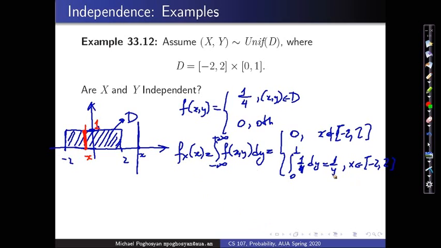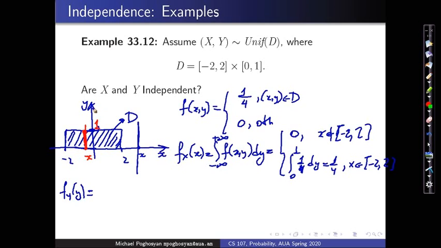So I have obtained that marginal for x. Now I need to calculate the marginal for y at the point y. Now my domain is not symmetric anymore with respect to x and y. If I change the names of x and y, I will not have the same picture.